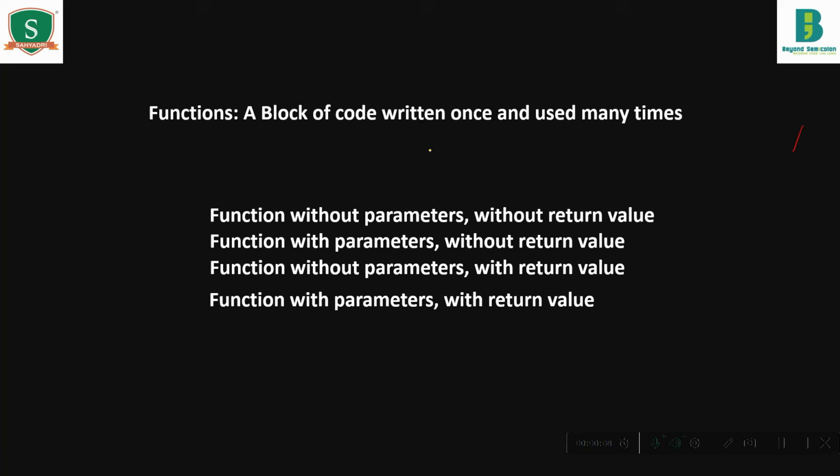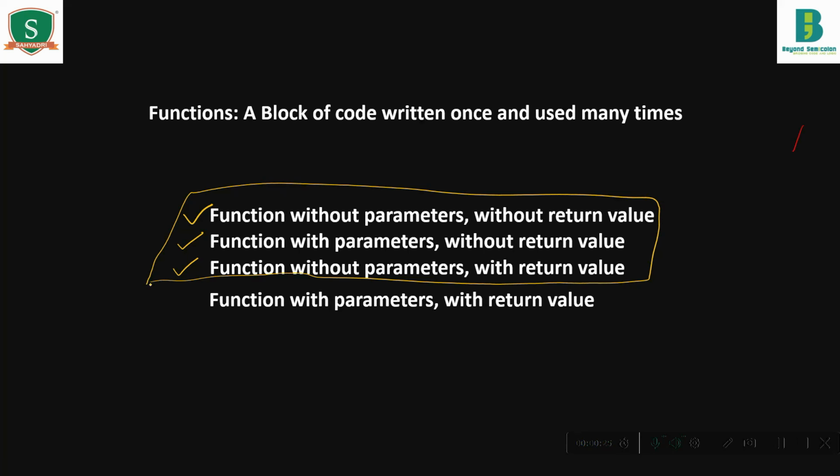If you have been following along, we have already explored all the three types of functions in C. A function without parameters and without return value. A function with parameters and without return value. Functions without parameters and with return value. In our previous videos, we have seen these three types of functions with examples.